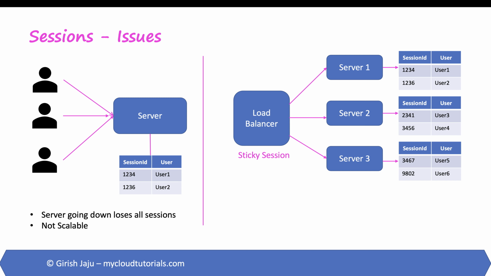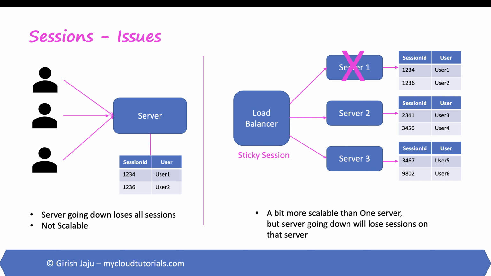Now, there is slight improvement with what we saw on the first approach where there was only one server, but this one still has a problem. What happens if server 1 goes down? The load balancer will start sending the user 1 and user 2's request to server 2 and 3, where the user 1 and user 2 have no sessions. So they will have to re-authenticate, which is very annoying to the customer. So as we say, if the server goes down, you will lose session on that server and users will have to re-authenticate. How can we alleviate this problem?